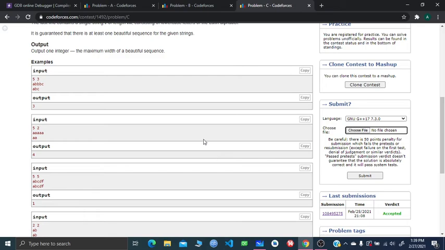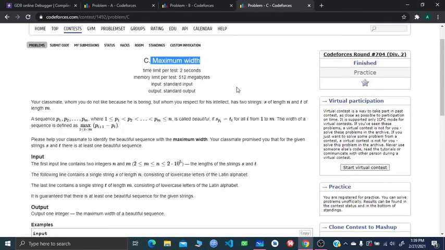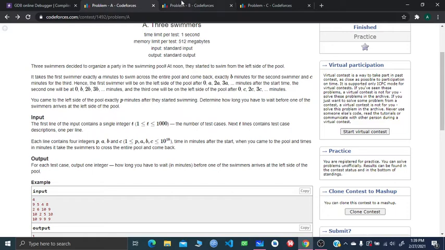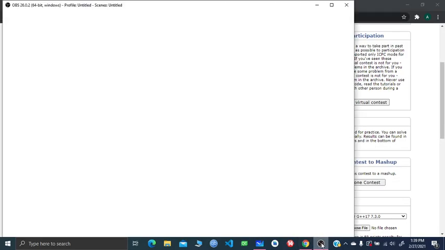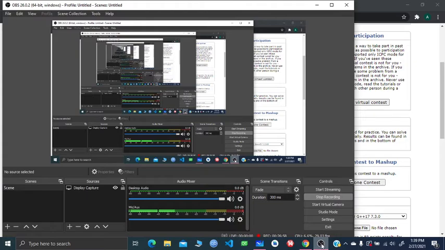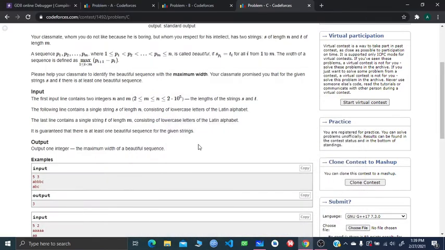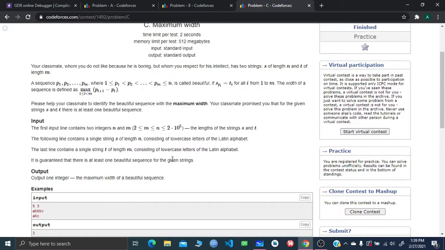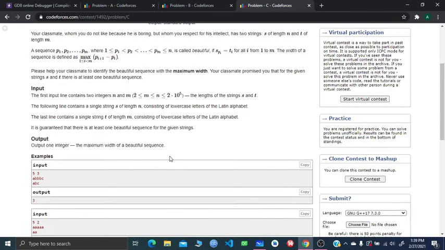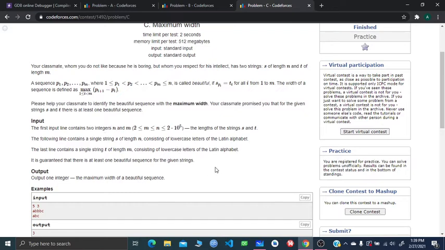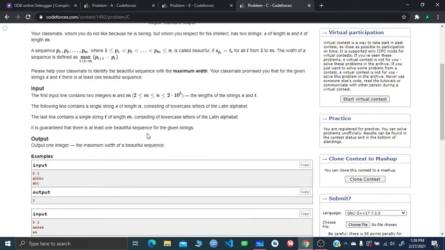Now let's go to problem C. The problem name is maximum width. You'll be given two integers n and m. First, let's define what we mean by the maximum width, or how we can calculate the maximum width.